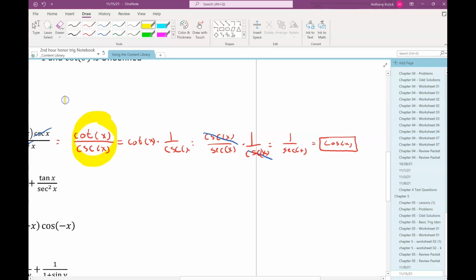At this spot, you could have maybe turned those both in terms of sines and cosines. That would be okay to do also. I wasn't sure where this was going to go. That might have been one step quicker, because you would have been left with just cosine at the end instead of 1 over secant. But, whatever.